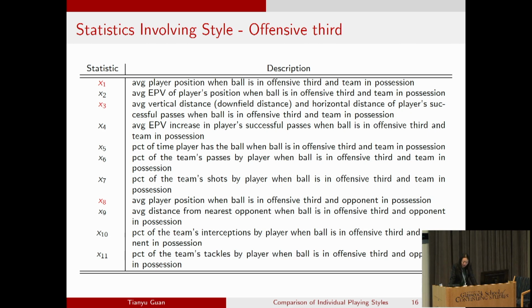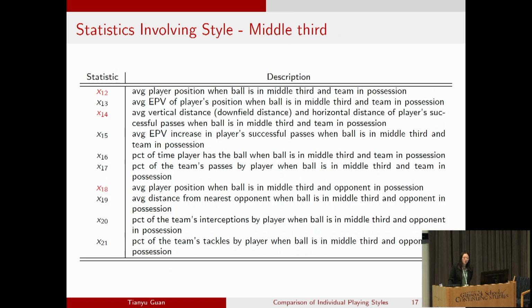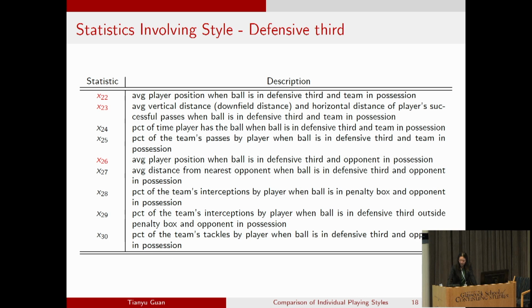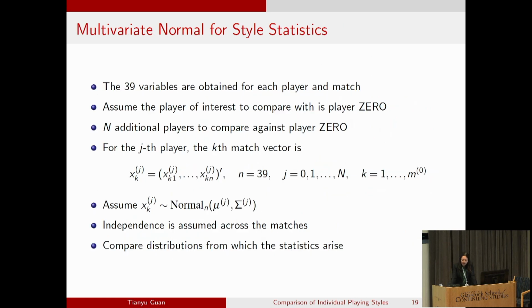We try to be as complete as possible. For example, we include the average player position when the ball is in the offensive third and the team is in possession. And we also include some percentages, such as the percentage of time a player has the ball when the ball is in the offensive third and the team is in possession. So all these variables are defined when the ball is in the offensive third, and we have similar variables defined in the middle third and in the defensive third. Based on the 39 variables we obtained, we are trying to capture the style of players.